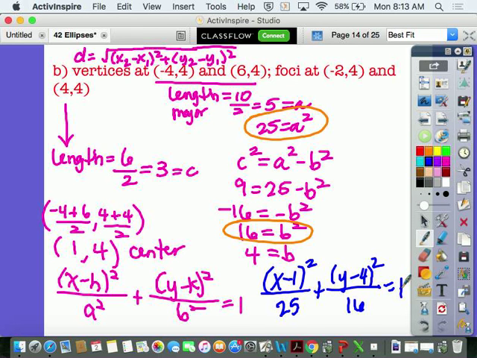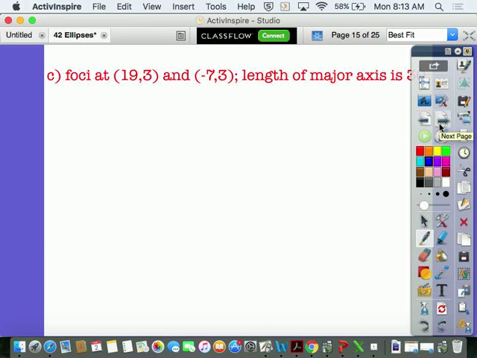So I want you guys to take a moment. I know the next one is a little bit different because you're given your foci, but you're also given the length of your major axes. And so I want you guys to go ahead and try to figure out an equation using those 2 examples that we just did. And when you're ready to see the answer, press play, and let's see how well you did.